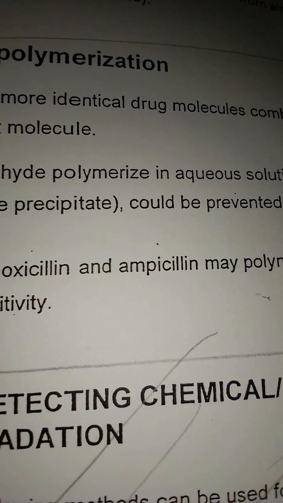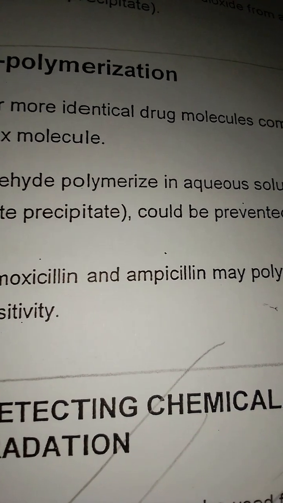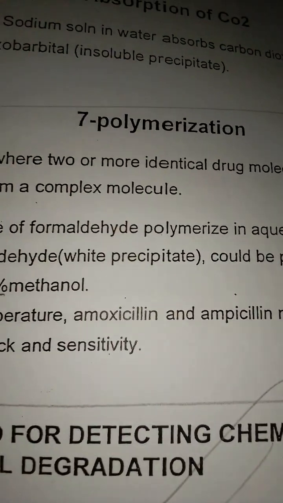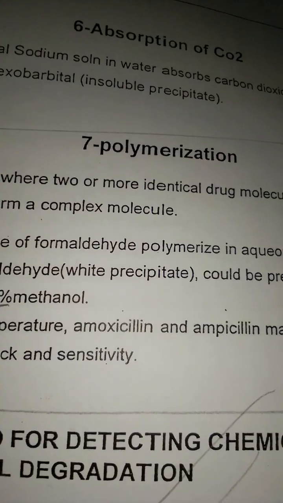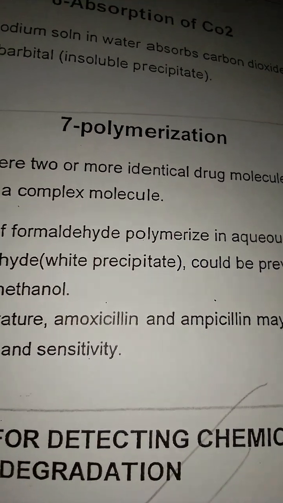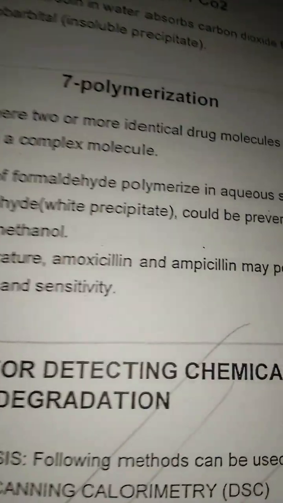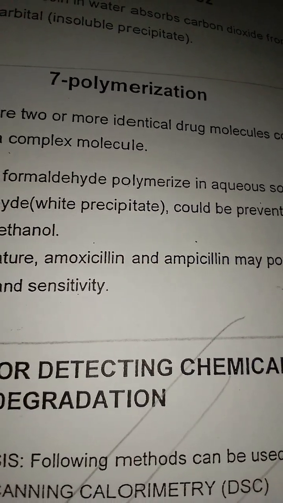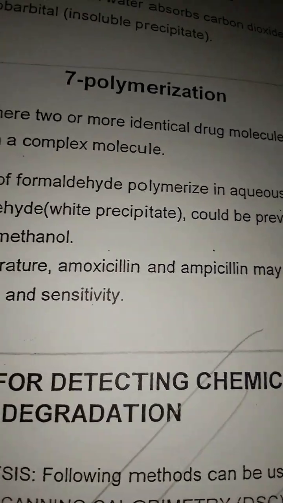Hydrate of formaldehyde. Formaldehyde polymerizes in aqueous solution into paraformaldehyde, a white precipitate. This could be prevented by addition of methanol. At high temperature, amoxicillin and ampicillin may polymerize, causing shock and sensitivity.